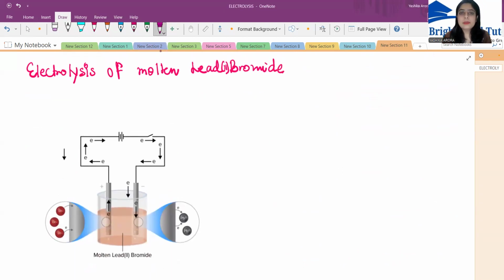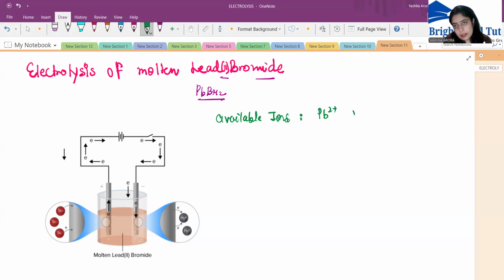Lead is 2 plus, so I can derive the chemical formula, which would be PbBr2. That's it. Now I'll write the types of available ions. If I have molten lead bromide, it means I have actually melted my lead bromide, so what types of ions will be available? Let's write it. Available ions will be Pb2+ and Br-. These two will be there because it's melted. Nothing else is there.